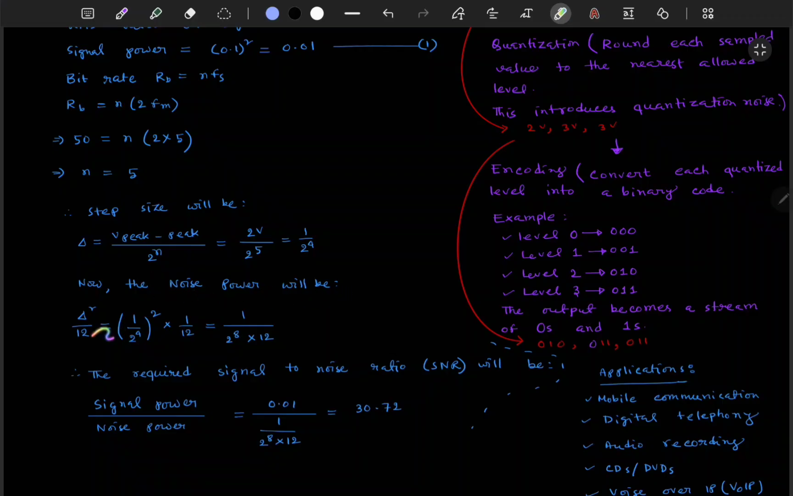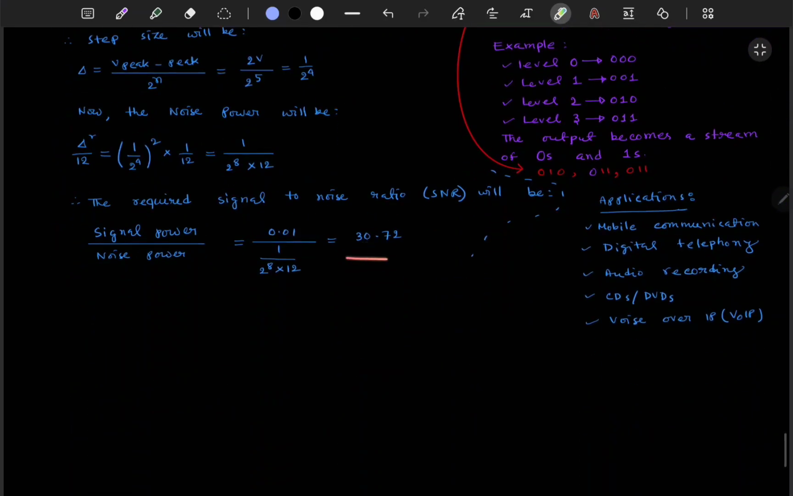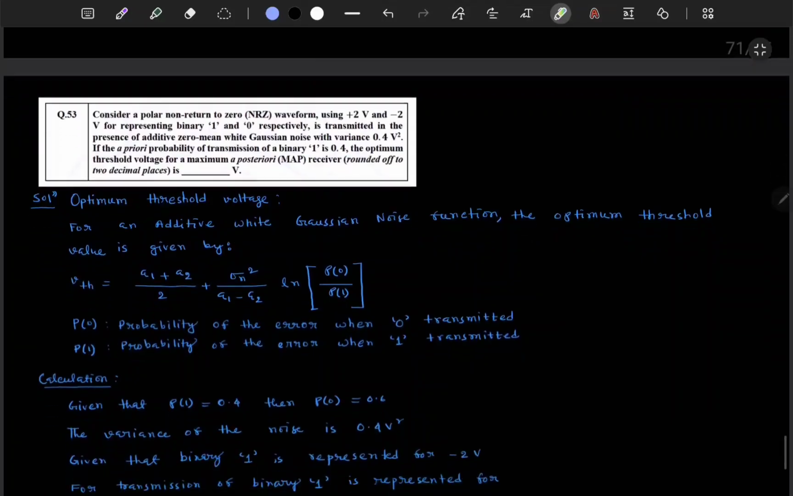Now the noise power will be this delta square by 12. Okay, so this will be this. The required signal to noise ratio will be signal power to noise power. Okay, that means this one by this one. This is signal power coming from here, so we will get this one. Now moving on to the next question.